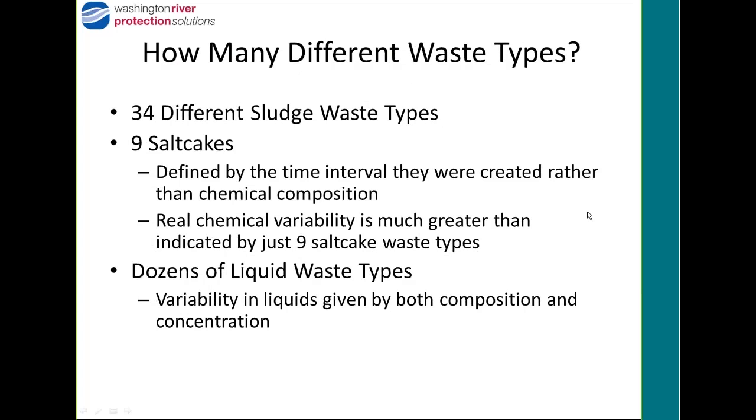So how many different waste types? If you go and look at the literature, you'll find a lot of people have divided Hanford waste types differently. The source that I got this one from divided up into 34 different sludge waste types and 9 salt cake waste types. That variability, that 9 salt cake waste types, in my opinion, doesn't reflect the true variability because they tend to be defined by when they were created rather than what they are created out of. So the true variability is much larger than that.